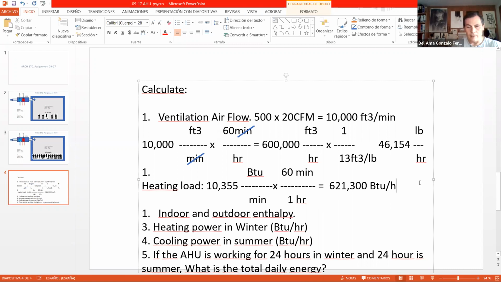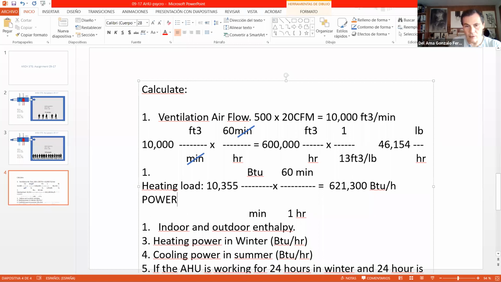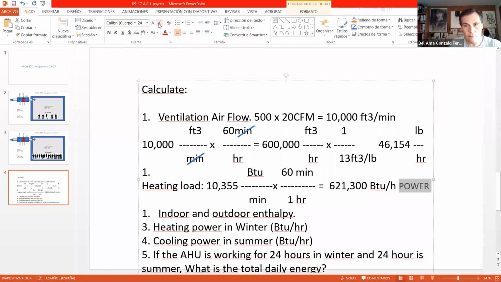Okay, and this is power. It's not energy. With these units, the magnitude is power. So this is the final answer. Unfortunately, I don't know why, but this psychrometric chart is working in BTU per minute, and we need to give an answer in BTU per hour.